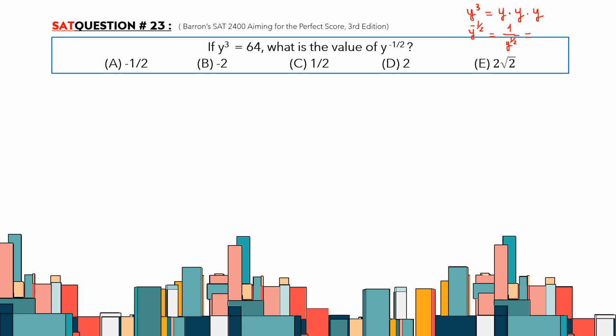Then y to the power of 1/2 is the square root of y. So we can see this as a to the power of negative n, where a is the base, any number. So that is 1 over a to the power of n.